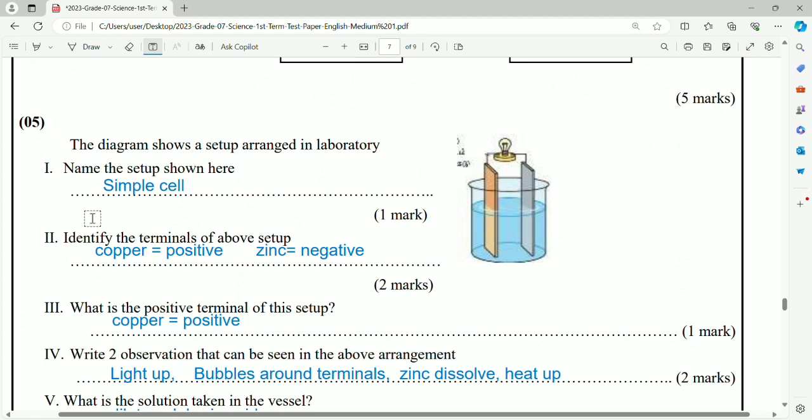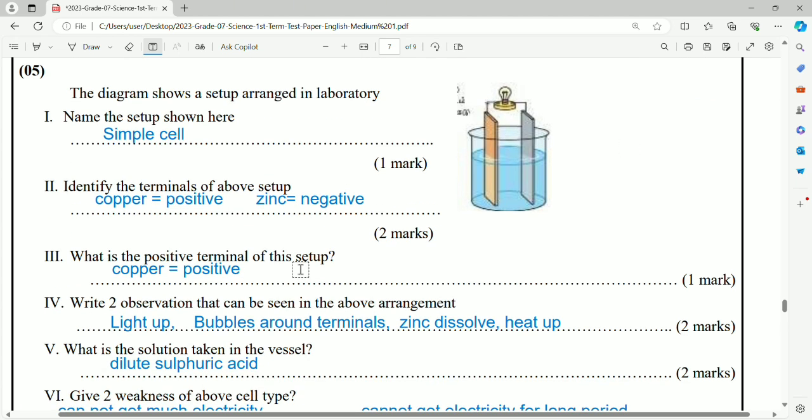So let's move to question number 5. This diagram shows a setup arranged in a laboratory. This is a simple cell. Simple cells are used to produce electricity. Name the setup shown here: simple cell. Identify the terminals of the setup. Positive terminal is copper. Negative terminal is zinc. What is the positive terminal of this setup? Copper is the positive terminal.